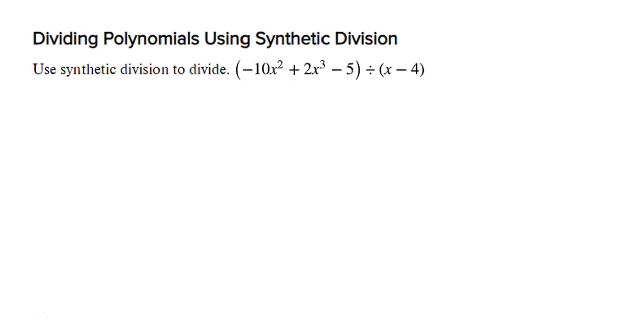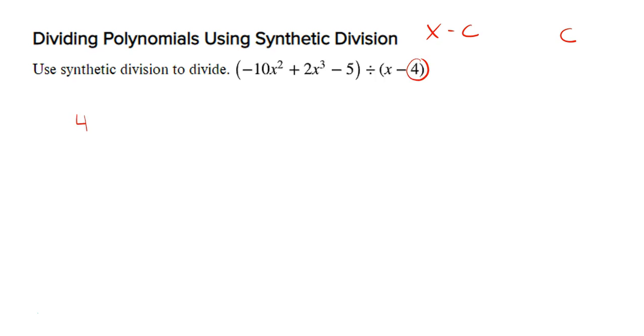Synthetic division is a shorter way of solving some division problems when you're dealing with polynomials. The important thing to remember here is that when you're using synthetic division, your factor, or the thing you're dividing by, has to be in terms of x minus c. And the number that you want to use is c.